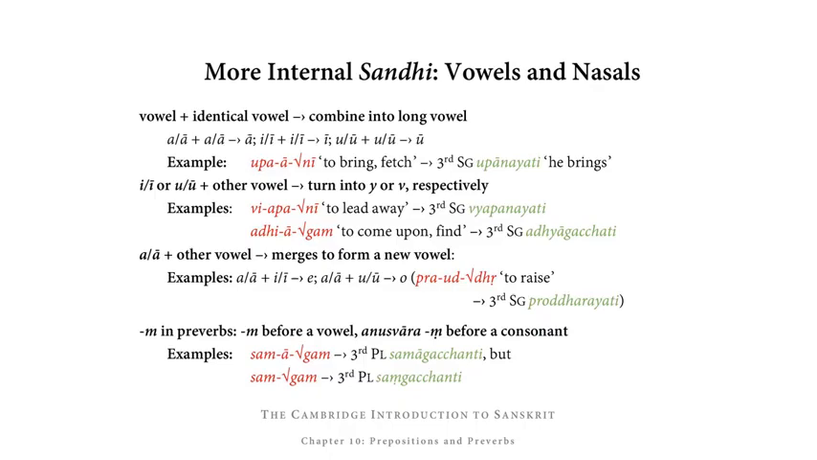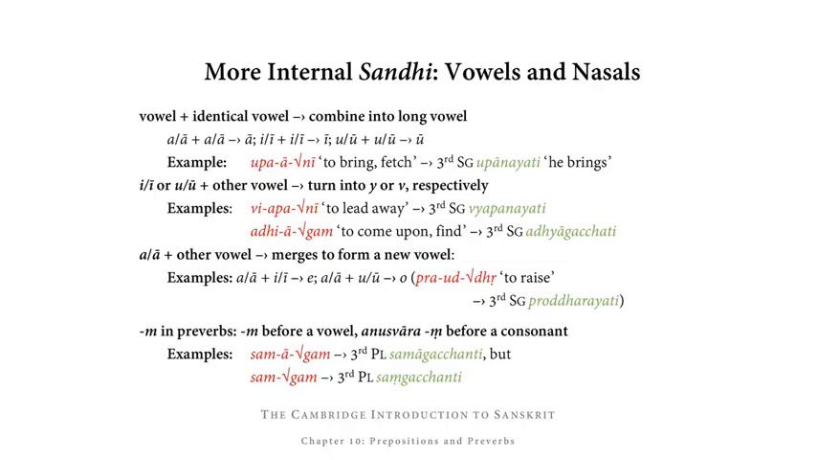An m in preverbs remains as an m if a vowel follows, but turns into an anusvāra, so ṃ, before another consonant. This is basically exactly like what we've seen happening at the ends of words. So if an m stands at the end of a word, it remains as an m if the next word begins with a vowel, but it changes into an anusvāra if the next word begins with a consonant. Same thing happens inside words.